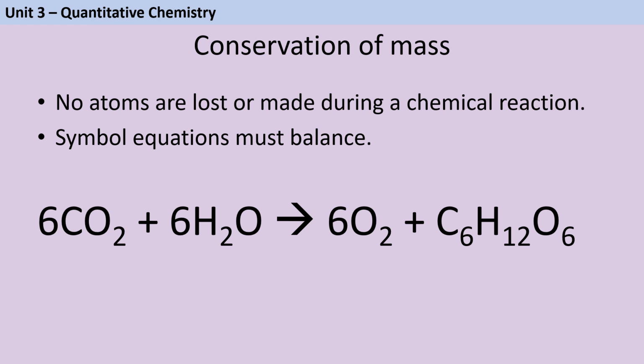So this equation here is one you're probably very familiar with. It's the equation for photosynthesis, and if we were going to add up all of the atoms on either side, we'd find that both sides of the reaction have got 6 carbon atoms, both sides have got 12 hydrogen atoms, and both sides have got 18 oxygen atoms. So we would describe that symbol equation as being balanced.